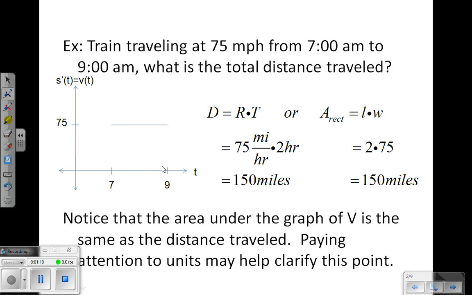Thinking about why the area of a rectangle makes sense to give you distance, you can look at units. That's usually helpful as well. So 75 is miles per hour. When we multiply it by 2 hours, the hours drops out, and I end up with miles. And so again, when I'm multiplying, I end up with my area of a rectangle giving me miles. The y-axis is always going to be our rate. In this problem, it was miles per hour. The x-axis is usually the time.